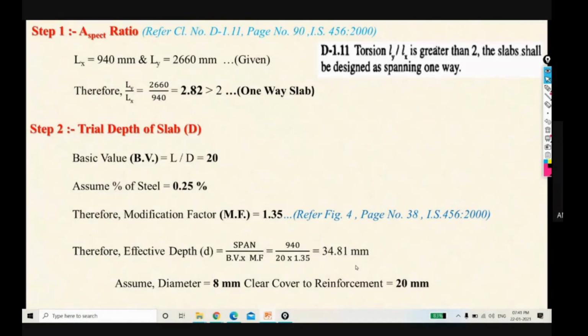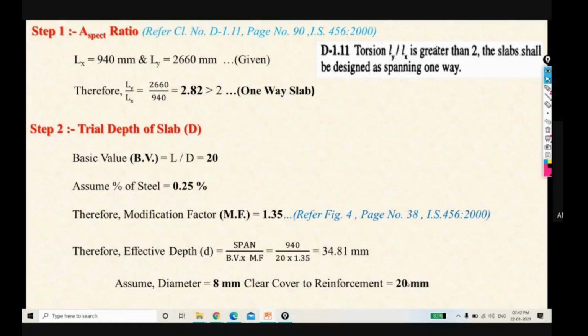Means whatever slab we are providing, if we consider this condition, reinforcement as well as the modification factor, for this condition we require only 34 mm, let's say 35 mm thickness of slab, but generally we are not providing thickness less than 75 mm. In practical point of view also we are not providing less than 75 or 100 mm. We are not going below 100 mm for any slab. So now here we will just cross check it.